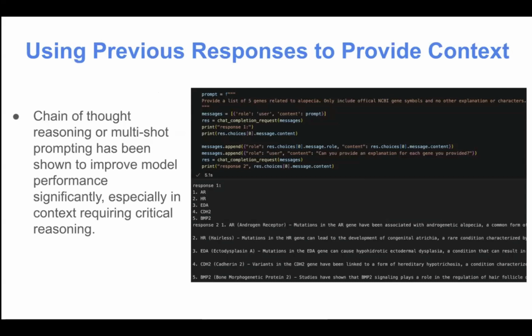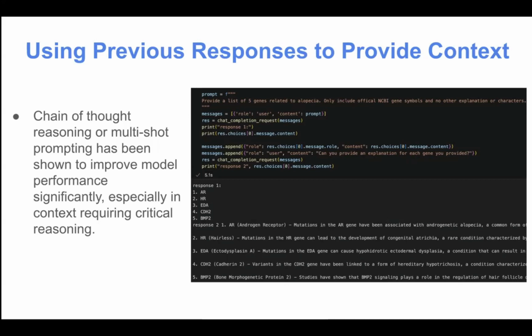So for instance, in this example, we're grabbing 5 genes, and we're telling it should be NCBI gene symbols. We're going to append its answer to our messages array. Then we're going to ask for an explanation of each gene. And then we're going to get our response back, and we can see that we got our list of genes, and then we got an explanation for each gene.